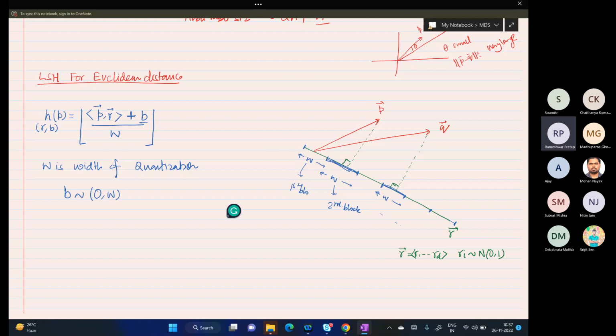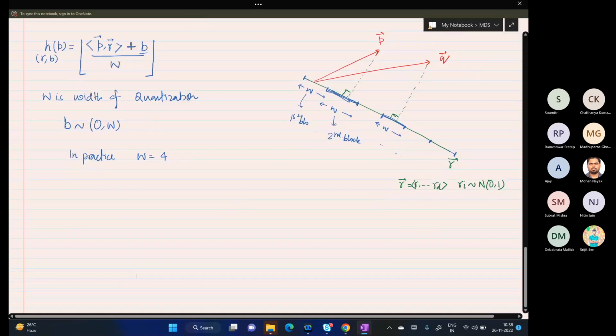Right. So in practice, choosing W as 4 provides good results. In papers, you can see different plots corresponding to choosing different values of B and R and how the collision probability behaves. Okay.